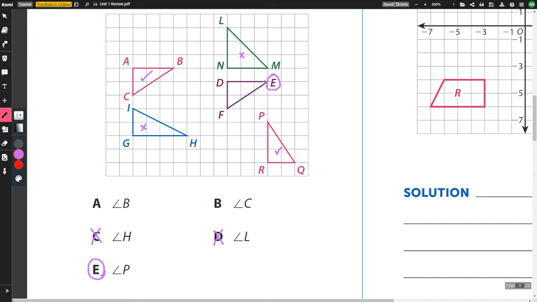Lucky for us, the triangle they gave us for A, B, and C looks like a translation of D, E, F. So we're looking for the one that has the 3 and then the 3, 2. So here's 3, 3, 2, so it's possibly B. 2, 2, no, it can't be C. So my answer is B.